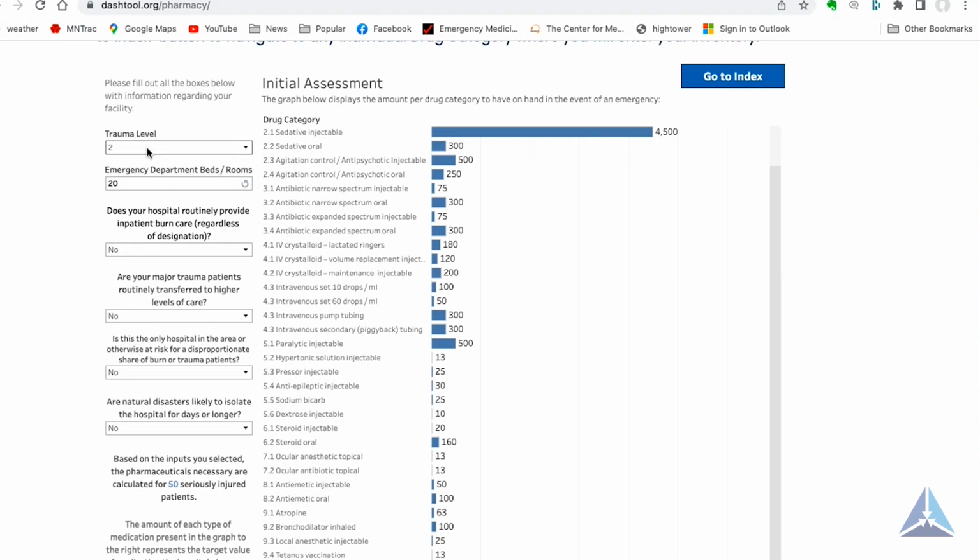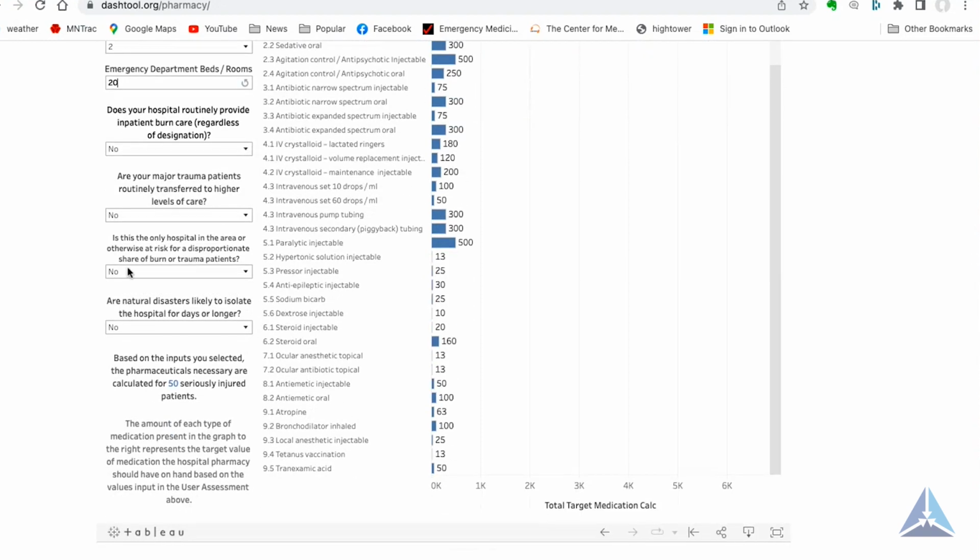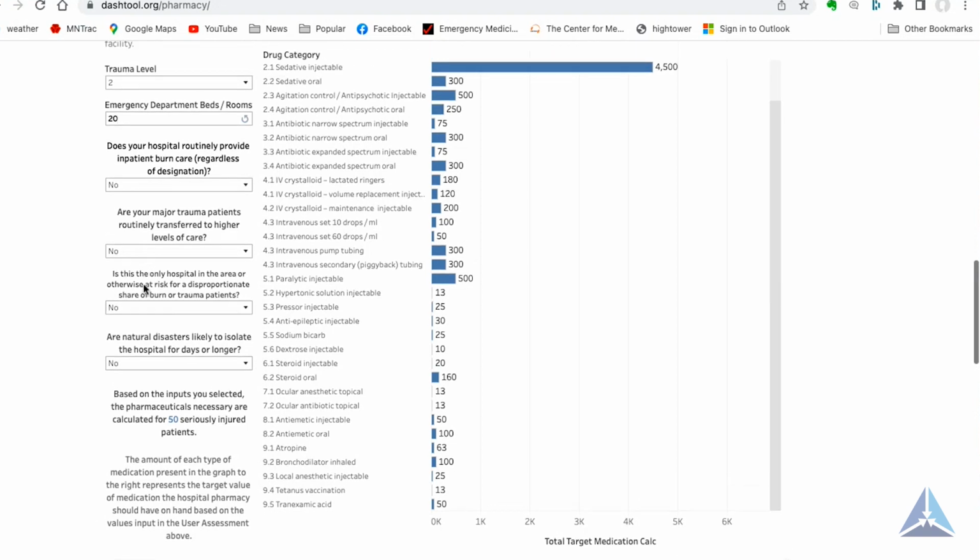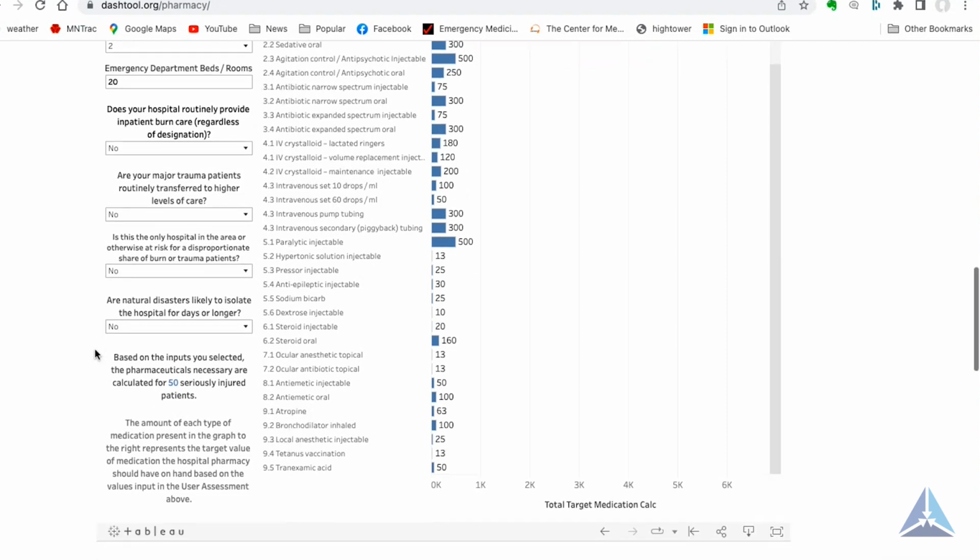We're not transferring patients to other trauma centers because of our trauma level. We're not at disproportionate risk for shared burn or trauma patients in our community. But if we were the only level 1 or level 2 in a region, we would definitely check that, and that would increase our requirements by 50%. You'll see that change here as I choose yes for this answer. And basically, the bars will increase on the right-hand side, but we're going to revert that back to no. And our natural disaster is likely to isolate the hospital for days or longer. And again, especially in a small rural hospital, this would be a particular issue.